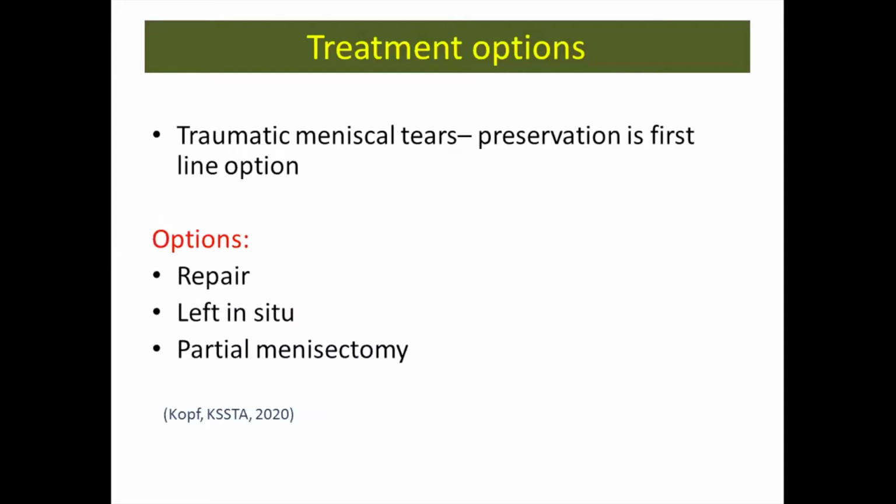So we come to a decision that preservation is the best that we have to offer to the patient. But what can be done according to the tissue that we have in hand is we might repair it, we might leave the smaller tears in situ. For example, tears less than 10 millimeters, especially in the lateral meniscus. And of course, if nothing can be done, we always have an option of partial meniscectomy.